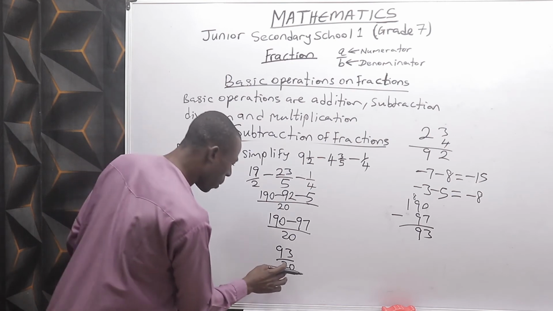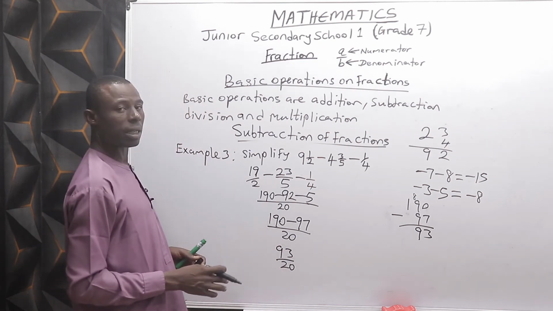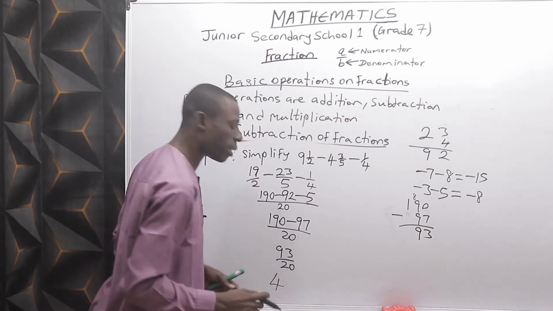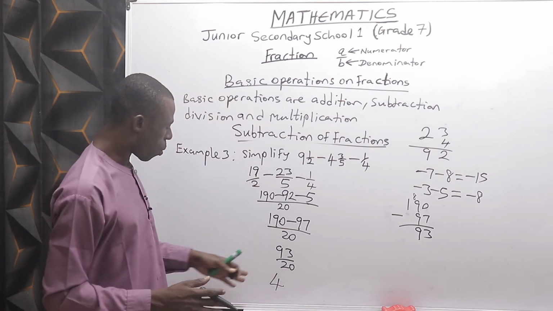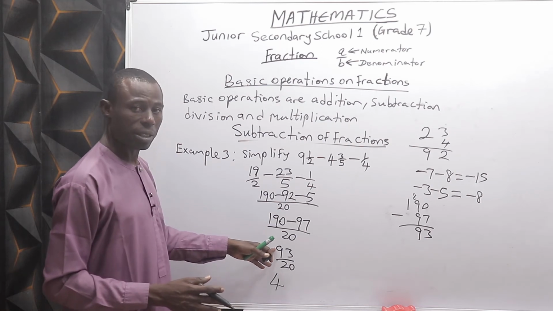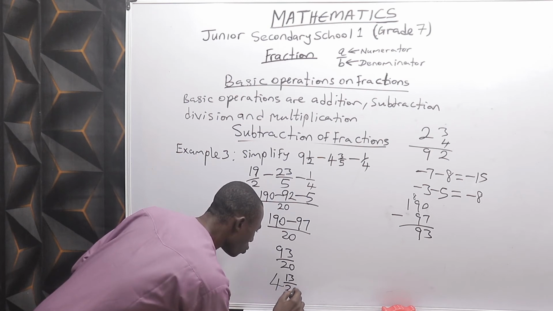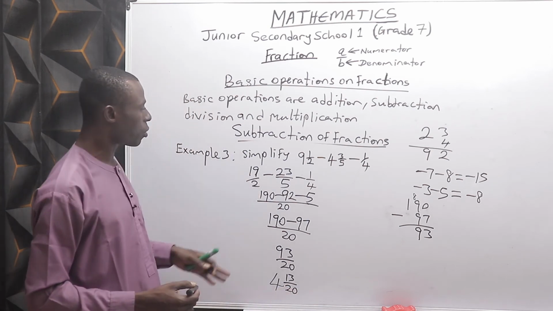Okay? How many 20 do we have in 93? That is 4. 4 times 20 is 80. What do we have left? That is 13. You have 13 over 20. So that is the solution.